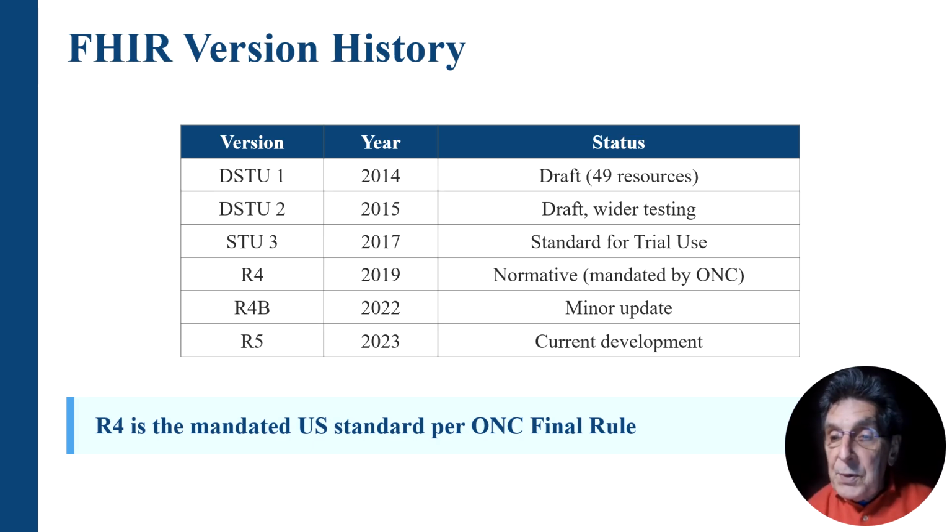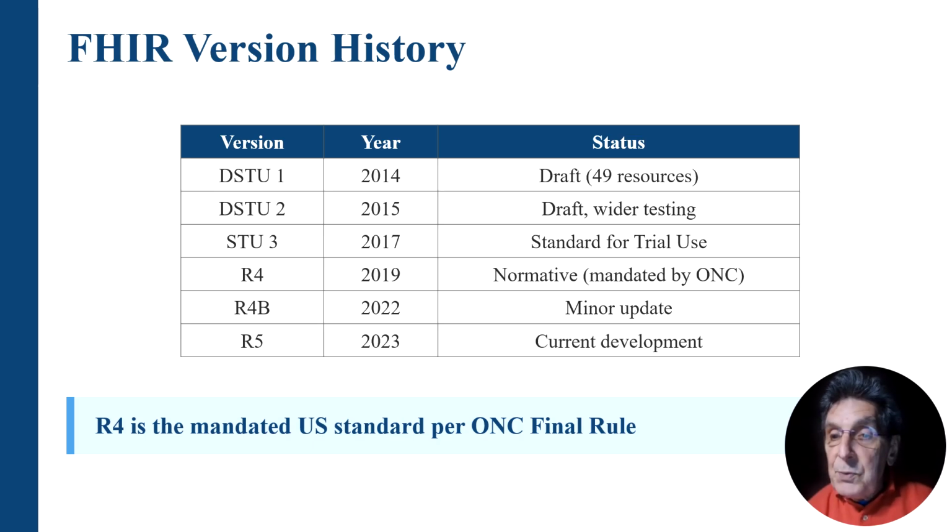Then R4 came out in 2019, which was a breakthrough, the first normative release. Normative means the core resources are stable and won't change incompatibly. This is the version the US government mandated in the ONC Final Rule. If you're building a new system for the US market, R4 is what you have to implement.